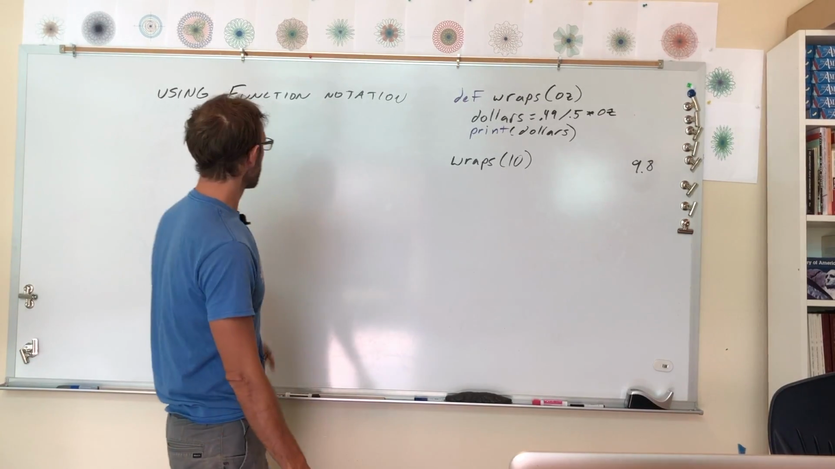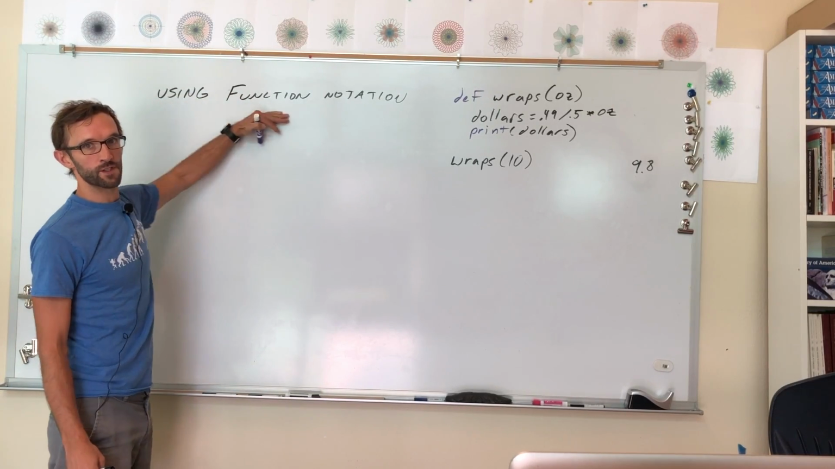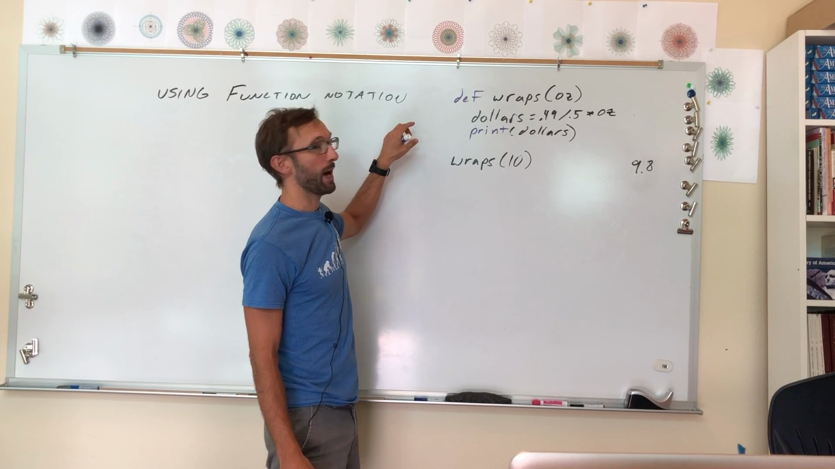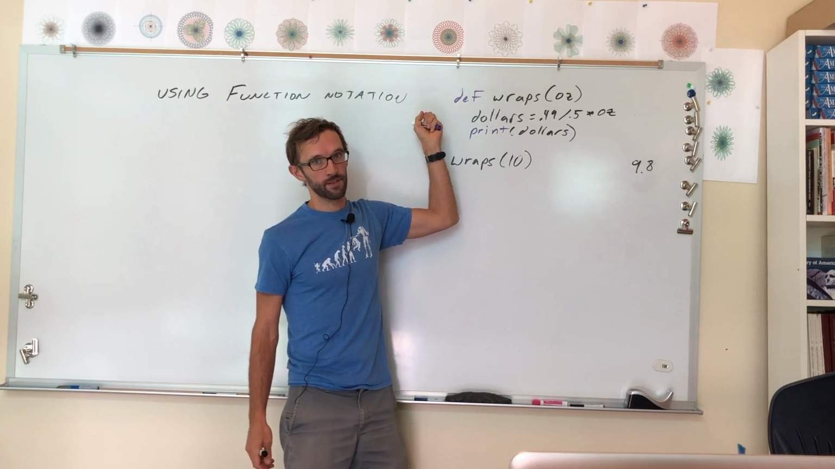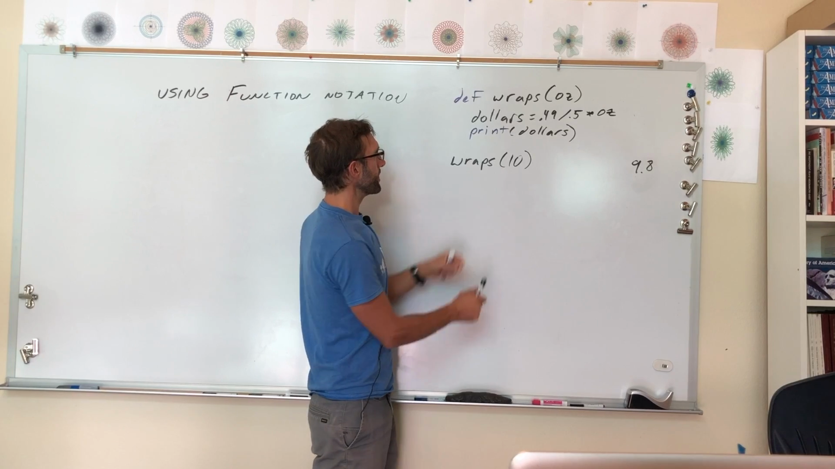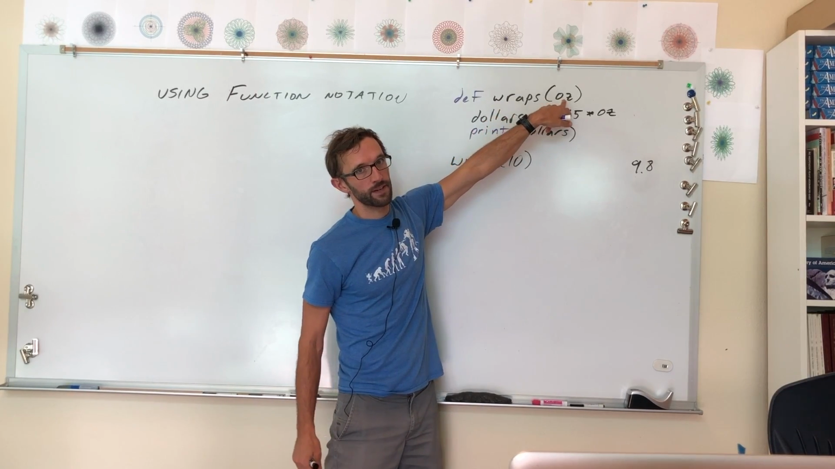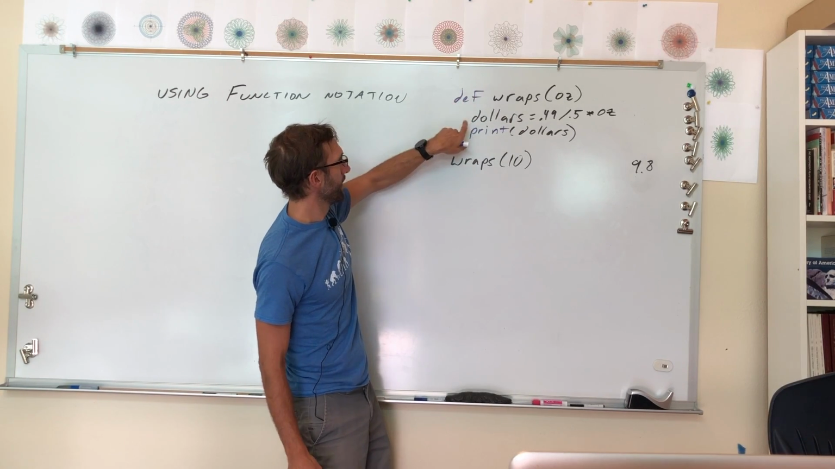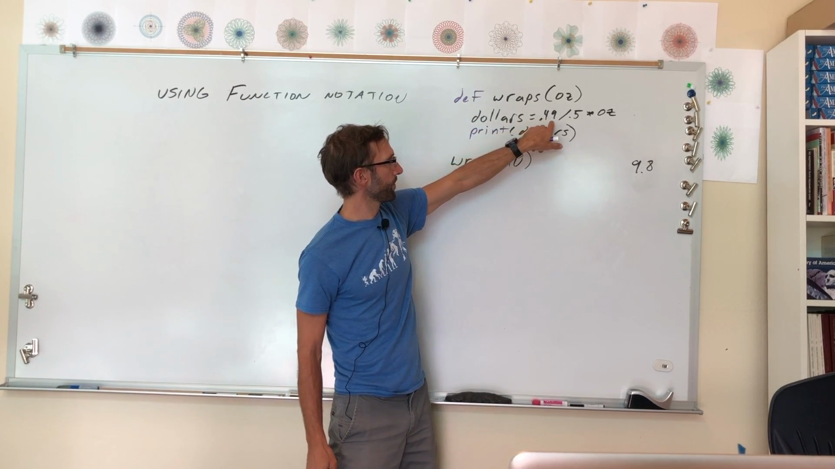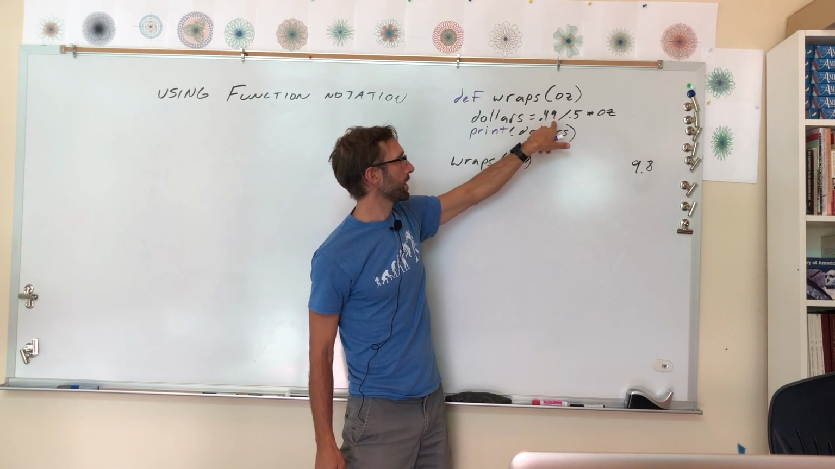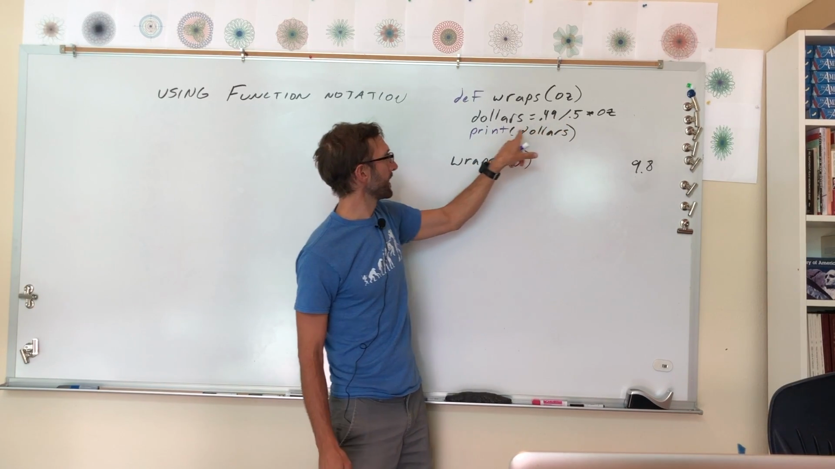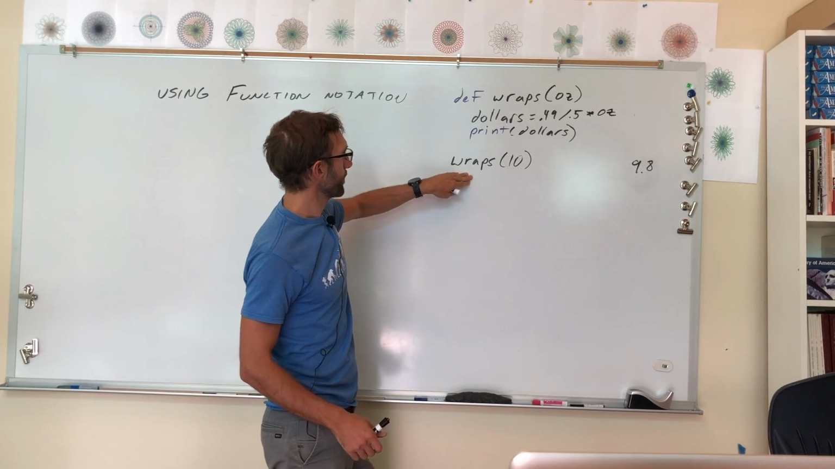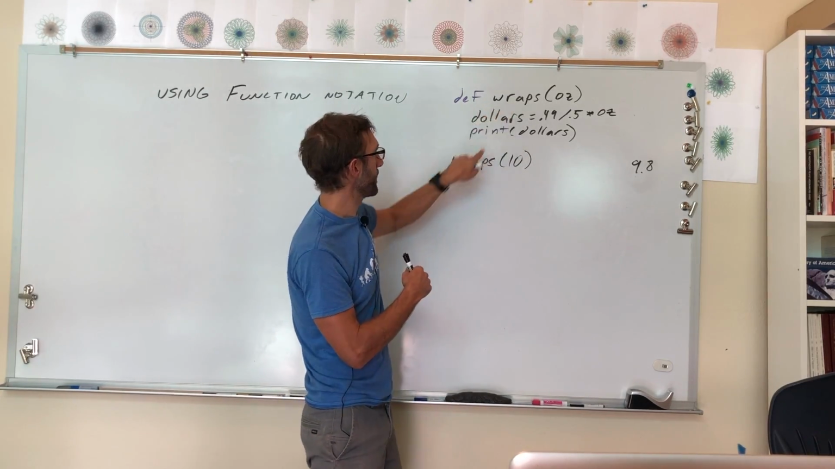Hello. All right, so today we're going to look at using function notation. Now, we've played around with functions in Python, and we defined something similar to this. We called it wraps. The input variable is ounces, or OZ. This is the function we wrote. Dollars equals the ratio of dollars to ounces multiplied by ounces, and the output's dollars, prints the dollars. Great. And then we'd call the function, in this case wraps.